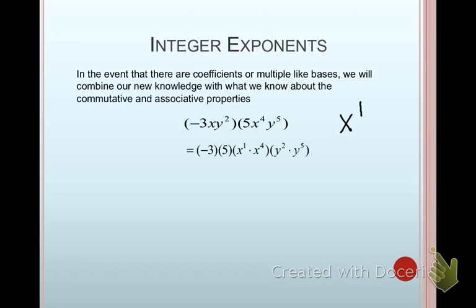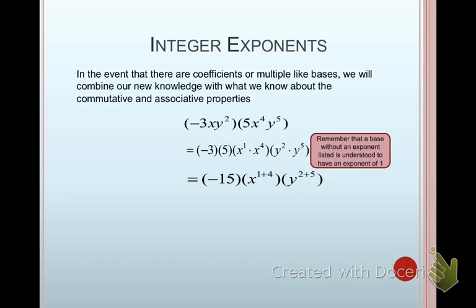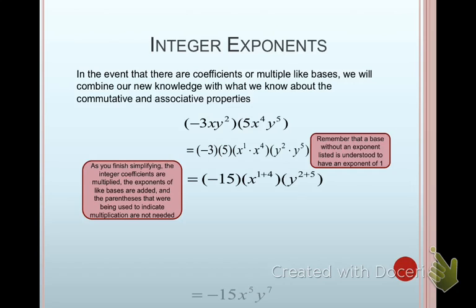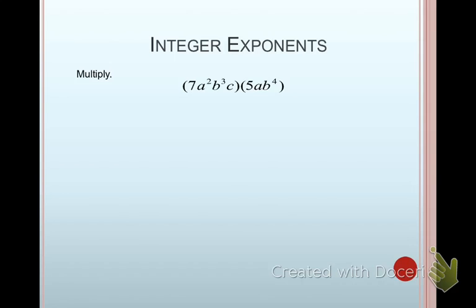Now, at the point at which you rearrange the terms using the associative and commutative properties, you can just go ahead and use the rules that we already know. Negative 3 times 5 is negative 15. And then we add our exponents for the x base, which would give us x to the 5th, and we add our exponents for the y base, which would give us y to the 7th. And voila, we have our answer.